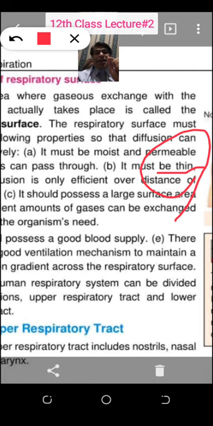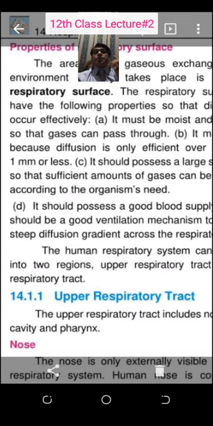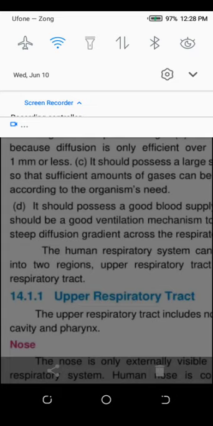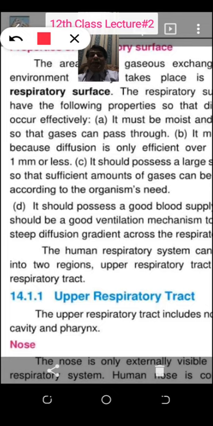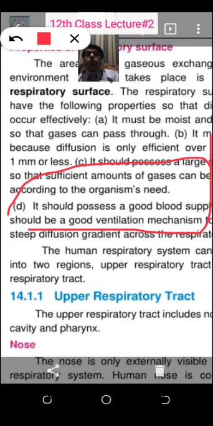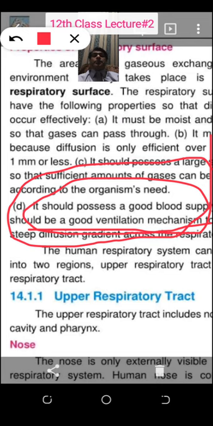So three points, students, I already told you. Now we go back to a very important point. I think this is the most important point, how you respire better when you are young, and how old men respire a little bit in a feeble way. Now this point you know already, but I will highlight it. Blood supply should be more to the respiratory surface. It should possess good blood supply.